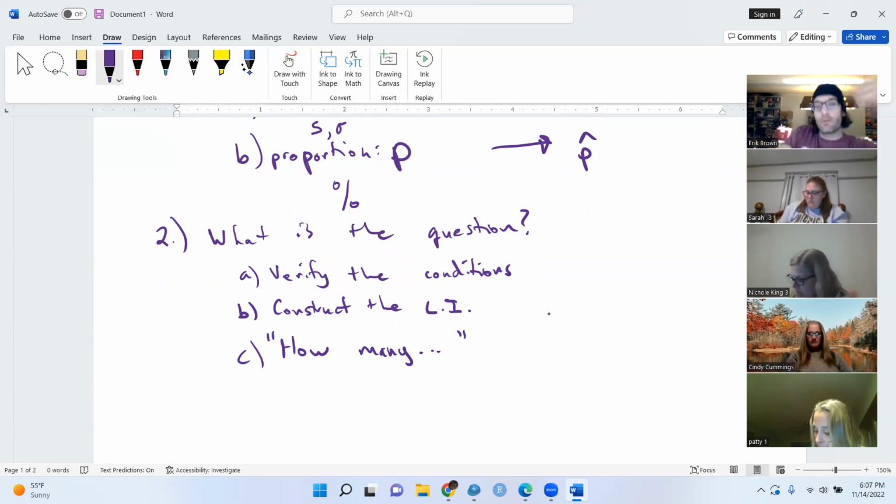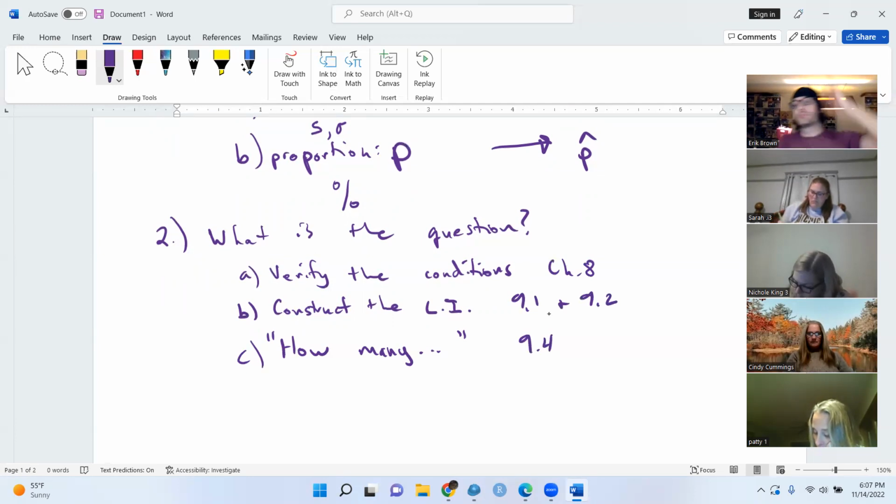If we were to put these in the order that they occurred in the notes, this is chapter 8. This is 9-1 and 9-2. And this one's the 9-4. And then we shake them all up and toss them at you, and switch the words around to try to trick us. I mean, that seems fair, doesn't it? No.